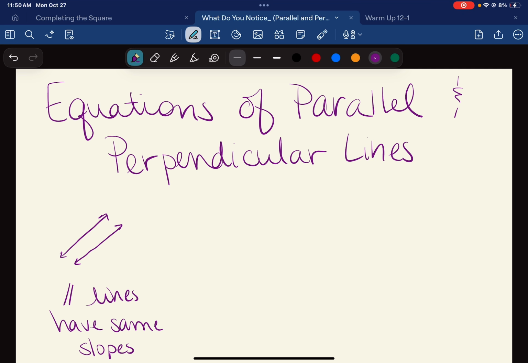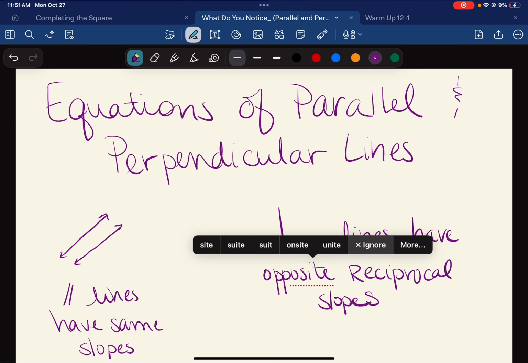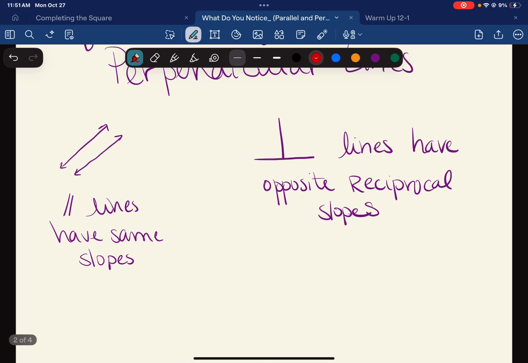Now, perpendicular lines, we use that symbol for perpendicular. Perpendicular lines have opposite reciprocal slopes. Opposite reciprocal slopes. So what does that mean? You may not remember what the words opposite reciprocals are. So let's do an example very quickly.